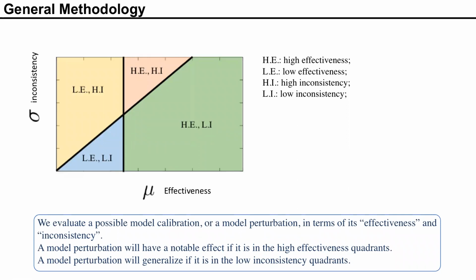A model perturbation will have a notable effect if it is in high effectiveness quadrants. There are 2 high effectiveness quadrants. And a model perturbation will generalize to conditions other than the calibration condition if it is in the low inconsistency quadrants. Again, there are 2 low inconsistency quadrants.